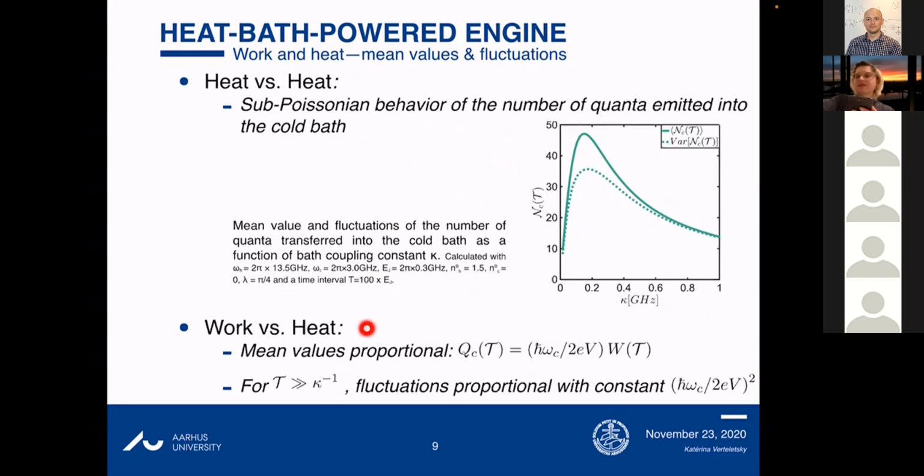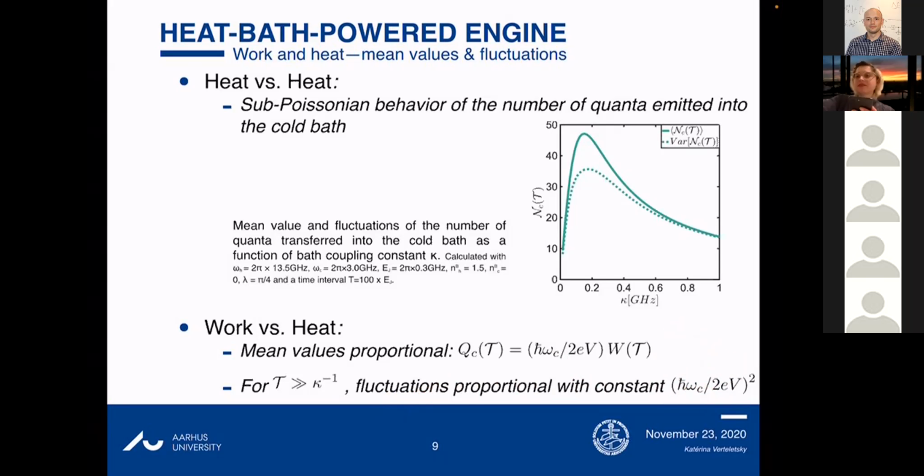And if we compare work and heat, we can see that their mean values are proportional up to the ratio of the energy of the quanta, but also for these long integration times, their fluctuations are proportional as well, which was quite a surprising result, because they are different in nature, and we used different derivation paths to arrive at these quantities. And in the end, yes, their fluctuations are indeed relatable by just a proportionality.